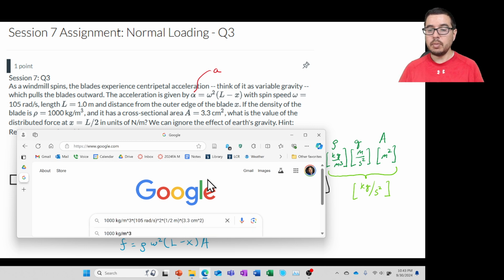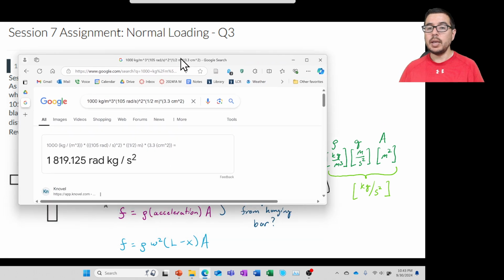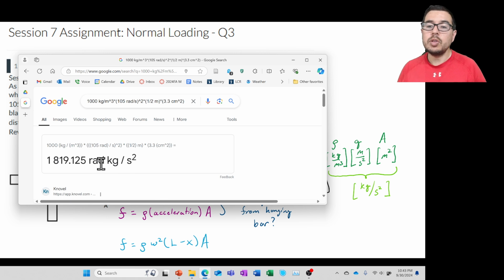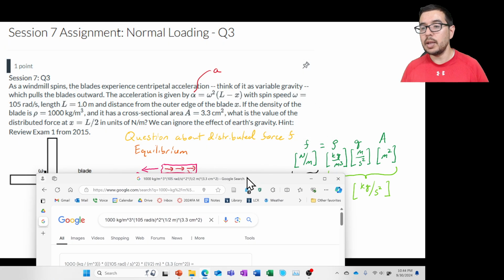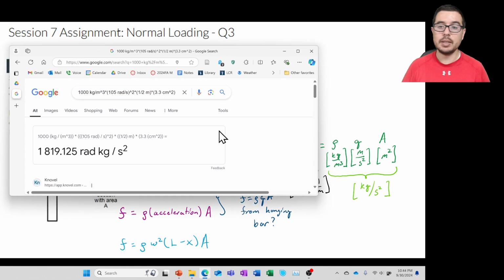Okay, let's see what we get when we do it out. We get 1819 radians per kilogram per second squared. Now, this may sound a little strange. You're like, what does this deal with the radians? Well, in fact, we can ignore that quantity for this calculation. And so the correct answer is just going to be 1819 kilograms per second squared. Or we can think of it as 1819 newtons per meter. All right, I hope you found this example useful. Thank you.